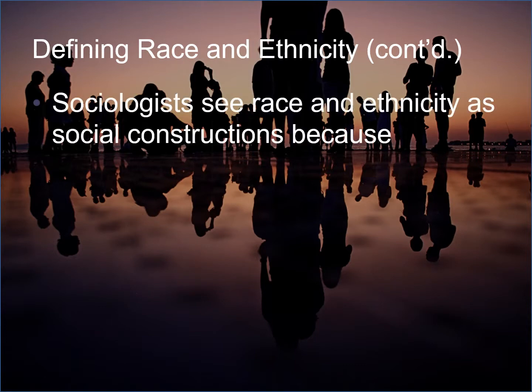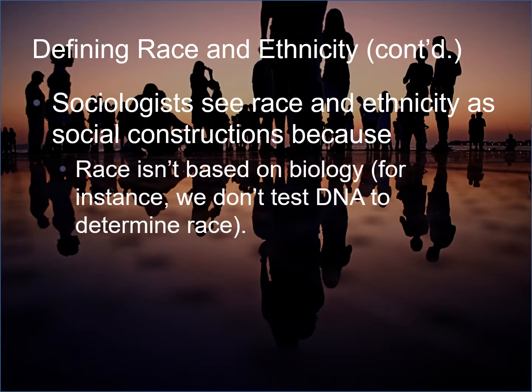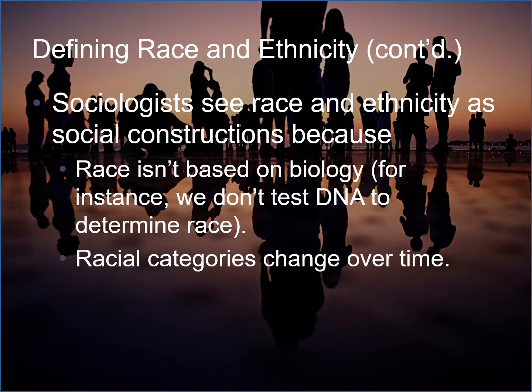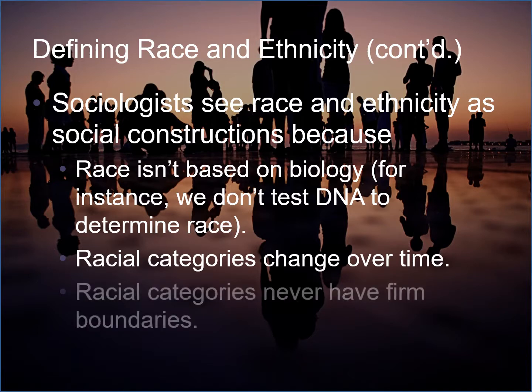Sociologists see race and ethnicity as social constructions because race isn't based on biology. For instance, we don't test DNA to determine race. Racial categories change over time. Racial categories never have firm boundaries.